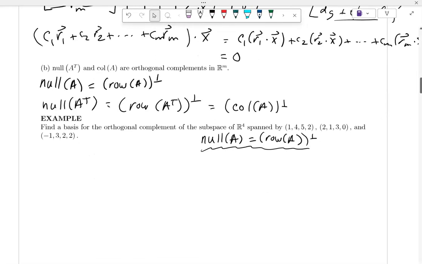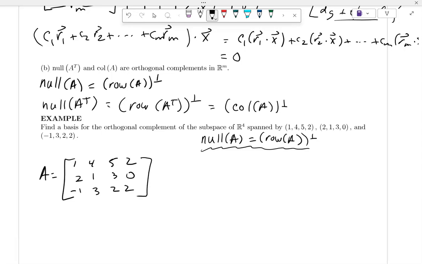So we'll let our matrix A be 1, 4, 5, 2, 2, 1, 3, 0, negative 1, 3, 2, 2. It's pretty much the one time you're going to put these in as rows, when you're finding an orthogonal complement. All right, so now though, everything should be familiar. Get the reduced row echelon form.